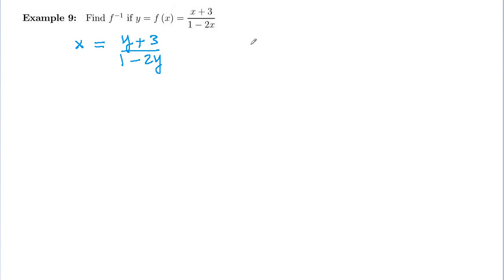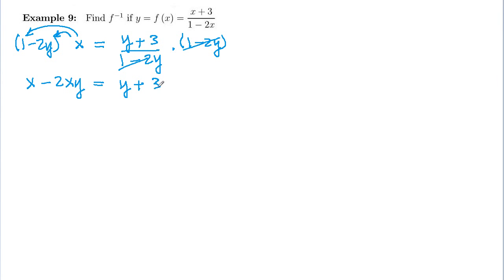And now we want to solve for y. So, well, let's see. Let's get rid of fractions here first. Multiply both sides by 1 minus 2y. So on the right-hand side, those guys cancel. They divide away. Any expression divided by itself. On the left-hand side, let's multiply that x in. So x times 1 is x. X times negative 2y, negative 2xy, equals y plus 3.